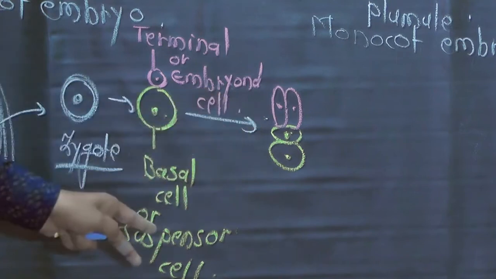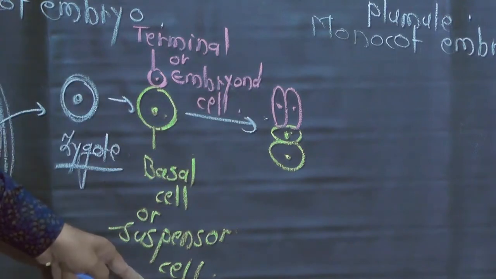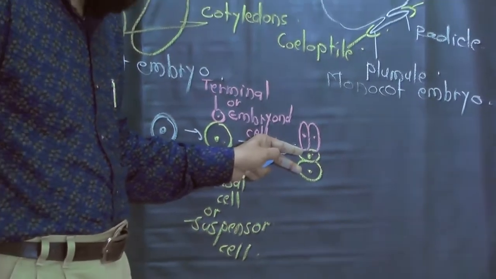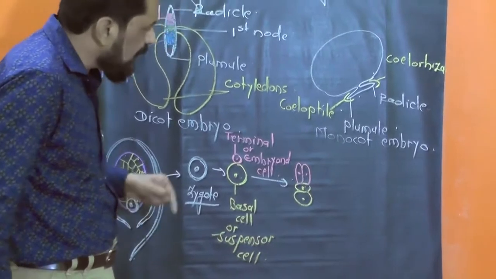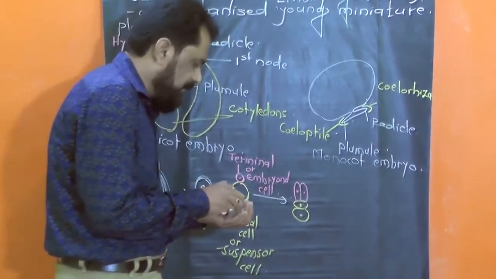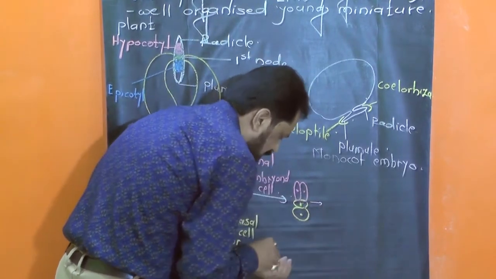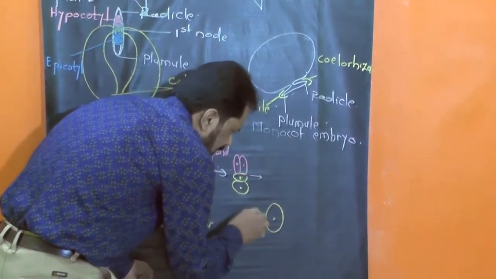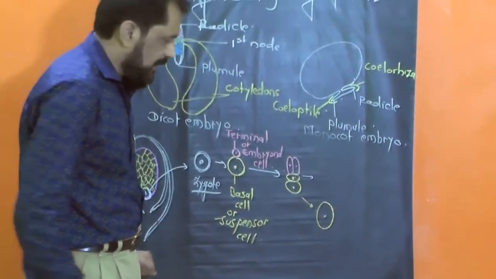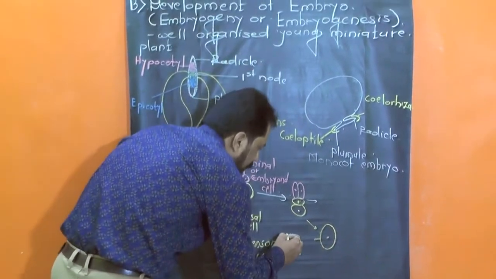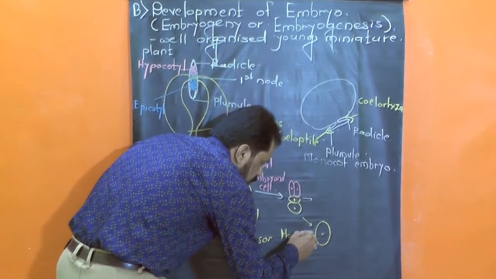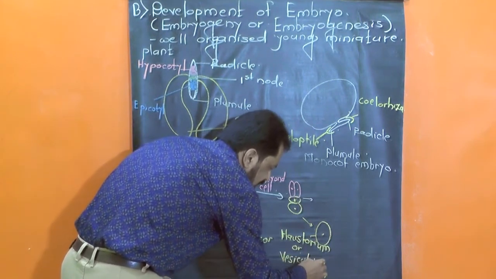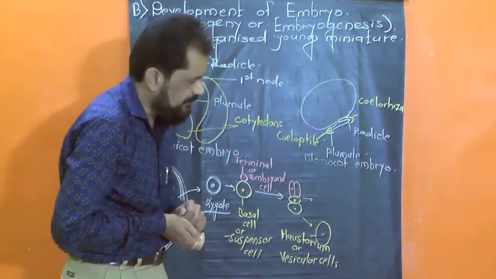Of the two cells formed by the division of the suspensor cell, the lower cell, that is the one towards the micropyle, the lowermost cell, enlarges in its size. This enlarged cell is known as the haustorium, or it may be called the vesicular cell, because it appears just like a vesicular cell.